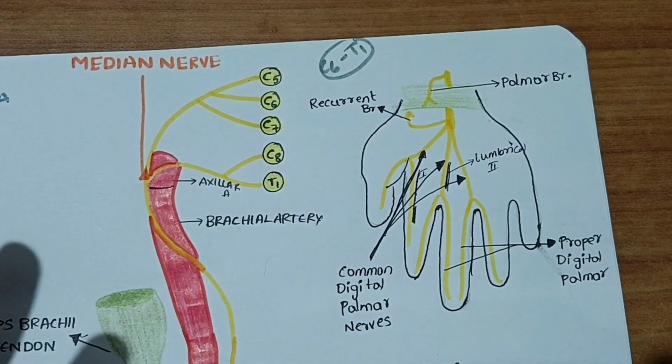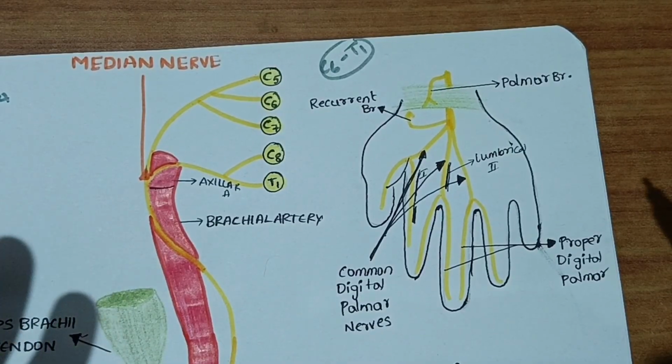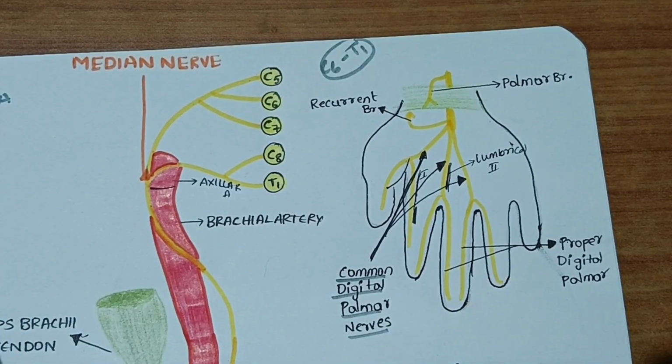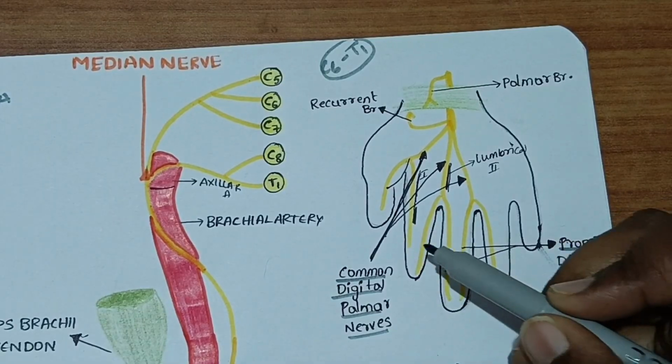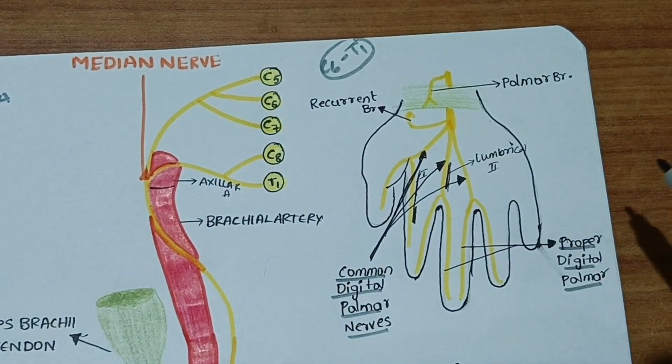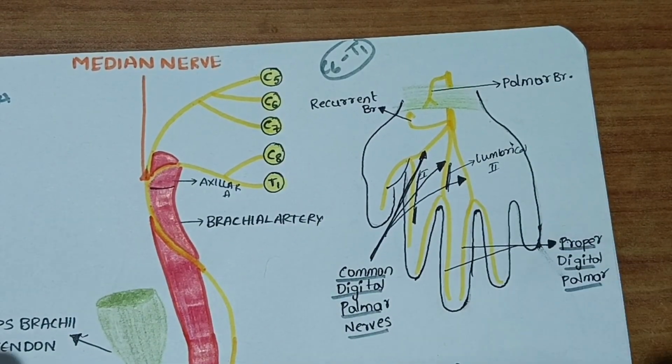And it gives three common digital palmar nerves, which give the proper palmar digital nerves. What are these common digital palmar nerves? These are going to divide into two branches, supplying lateral and medial aspects of the thumb and the lateral three fingers: index finger completely, middle finger completely, and half of the ring finger.